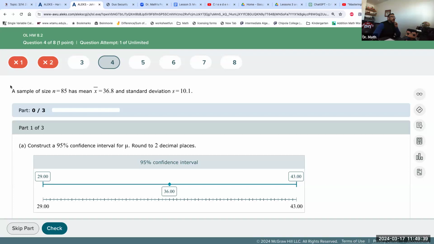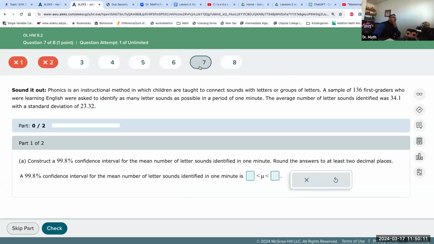When they give you s, right here, that's going to tell you you're going to use tInterval. You're going to use that program, tInterval. That's the big thing, really. That's like our cheat code, because I know a lot of people just want to know what program they are using. So when I jump to question 7, as you're reading this, look at the standard deviation.